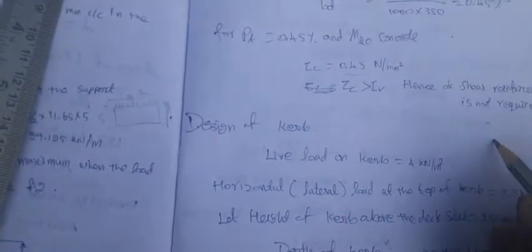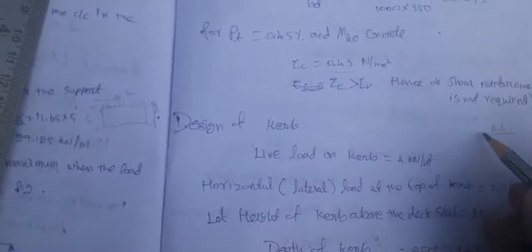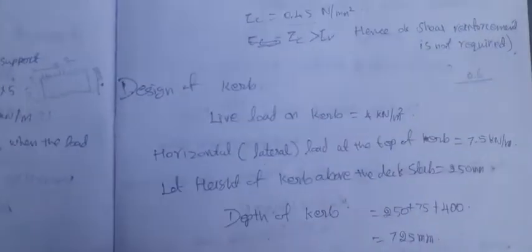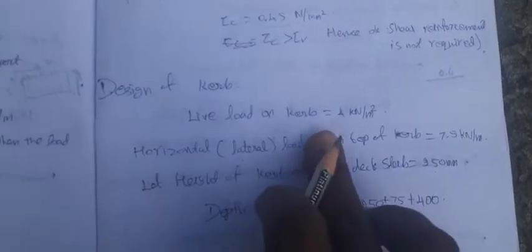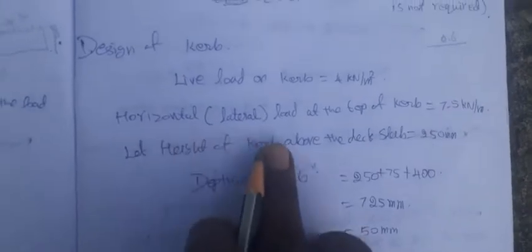We know our curb size has a 0.6 meter width and runs over the 5 meter length. The live load on the curb we are considering is 4 kilonewton per meter square. It is all passengers' walking load, so as per IS 456 we consider the human load as 4 kilonewton per meter square. Then the horizontal or lateral load at the top of the curb is 7.5 kilonewton per meter.